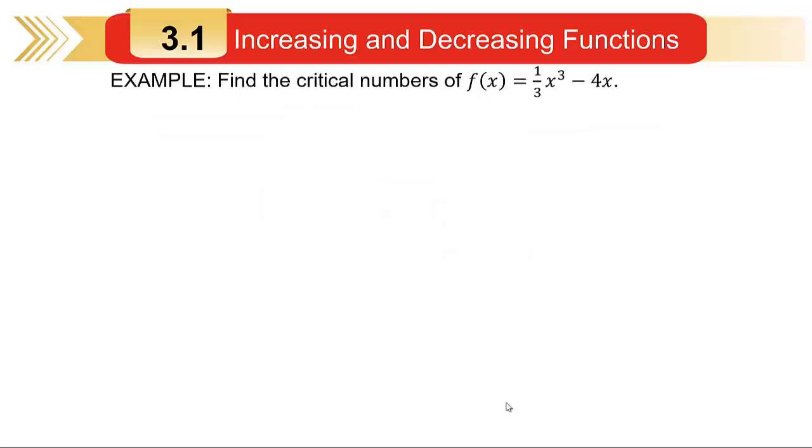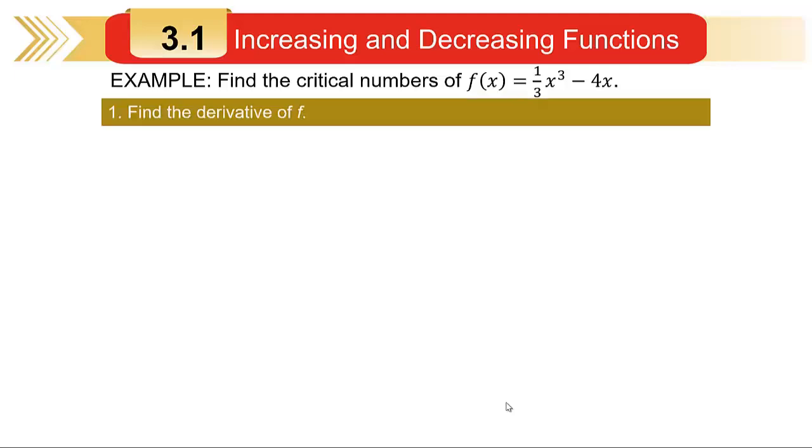Our first opportunity to practice is in this example. Suppose I ask you to find the critical numbers of the function f of x is equal to 1/3 x cubed minus 4x. The first step is to find the derivative. That's simple. This is a polynomial function. Bring the 3 down, multiply by the 1/3, that gives you 1. Drop the 3 to a 2, and the derivative of negative 4x is just negative 4. So f prime of x is x squared minus 4.